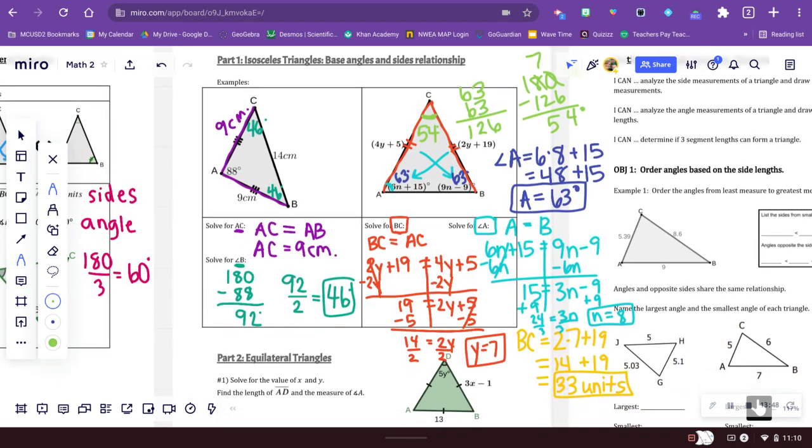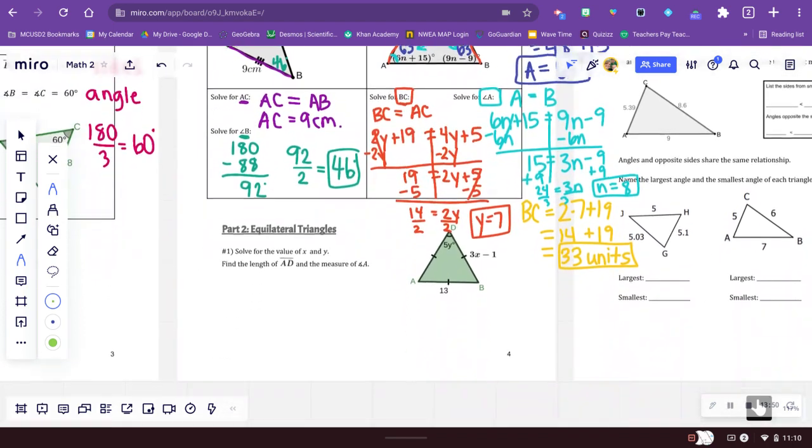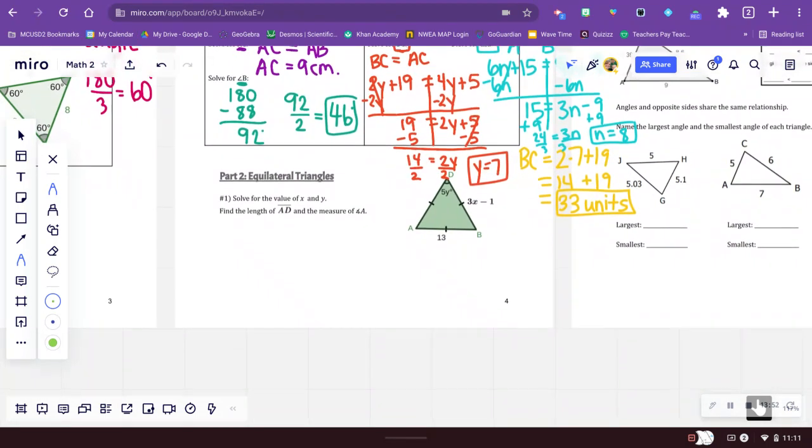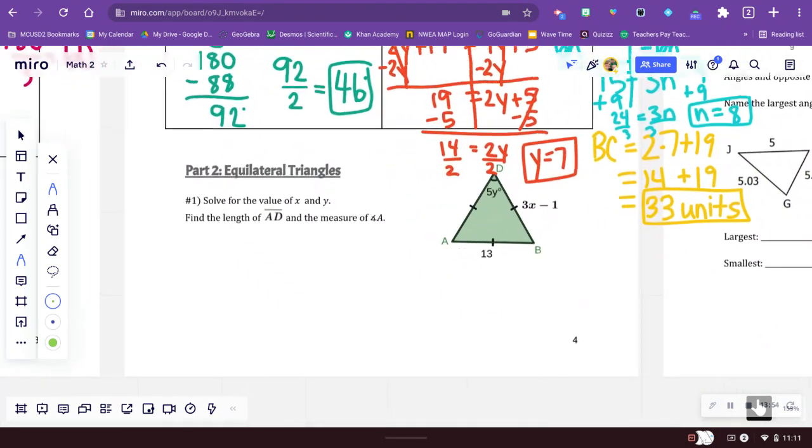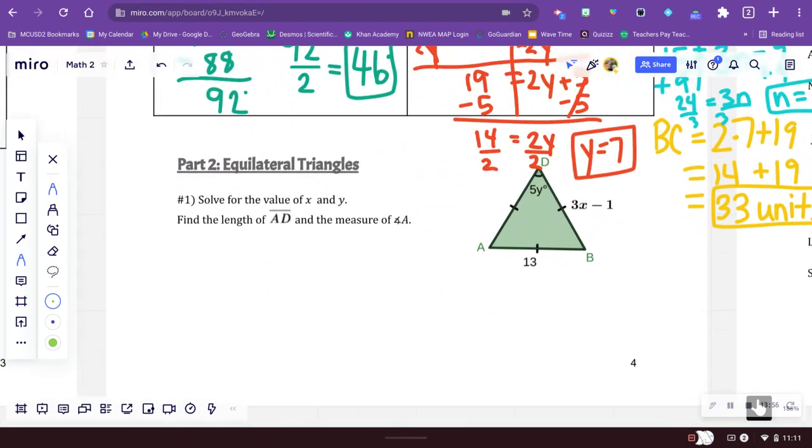And then we'll finish up here with an example of an equilateral triangle. So recall, equilateral triangle means all the sides are equal to each other, and all the angles are equal to each other. So number 1 is asking us to first solve for x and y. I'm going to start with x. And x is right there. It represents side BD.